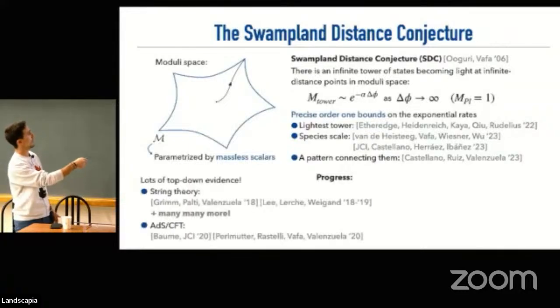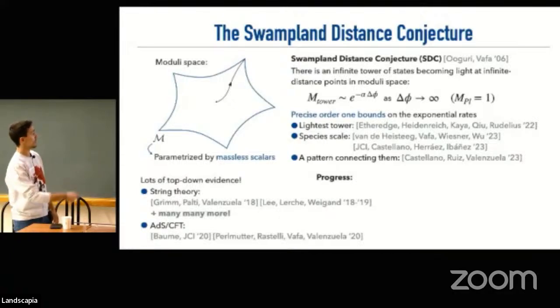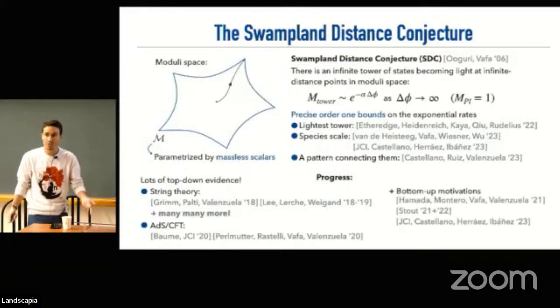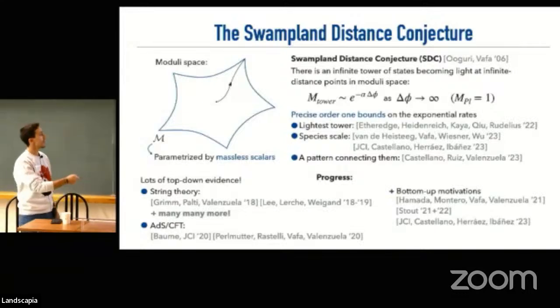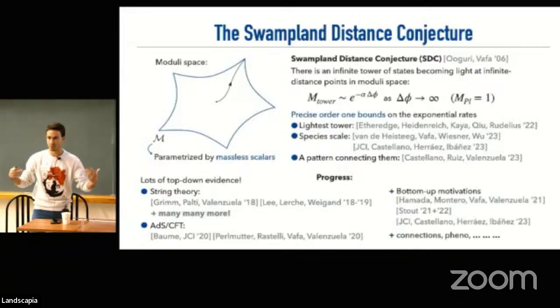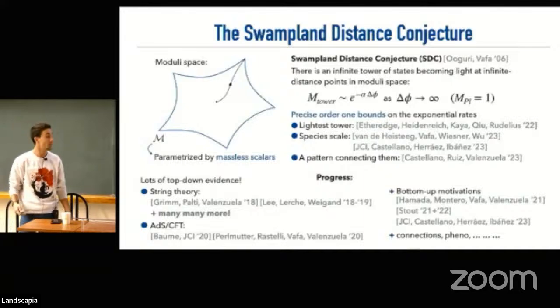You know, we have a lot of top-down evidence, both from string theory. I can simply not cite all of the papers, so let me just put a few of them. Also in AdS/CFT, which is what I'm going to focus on. We have some proposals for bottom-up motivations, why this should be true, based on first principles. And there are connections to other conjectures. We have phenomenological implications. There is a lot of work on this conjecture, so it's something to care about.